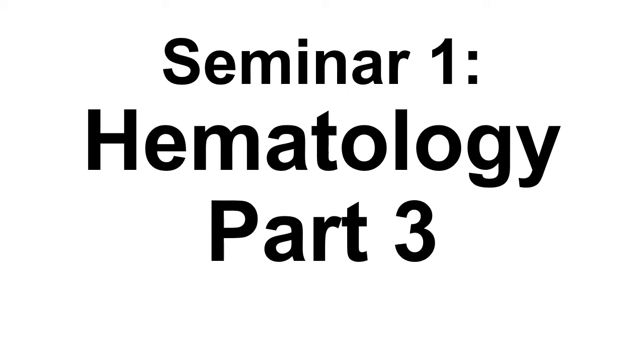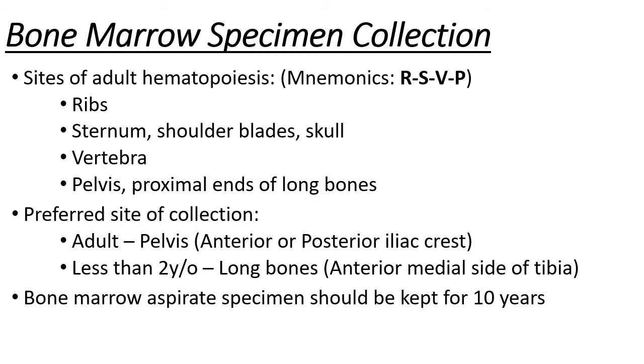This is the last part of hematology topics in SEM1. We will discuss the rest of the laboratory assessment, which will include bone marrow aspirate examination and RBC and WBC counts. For the bone marrow aspirate examination, we have to know what are the best sites to collect the specimen.